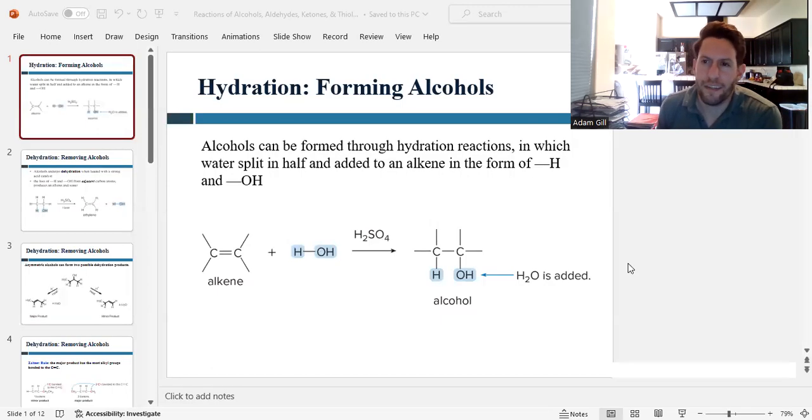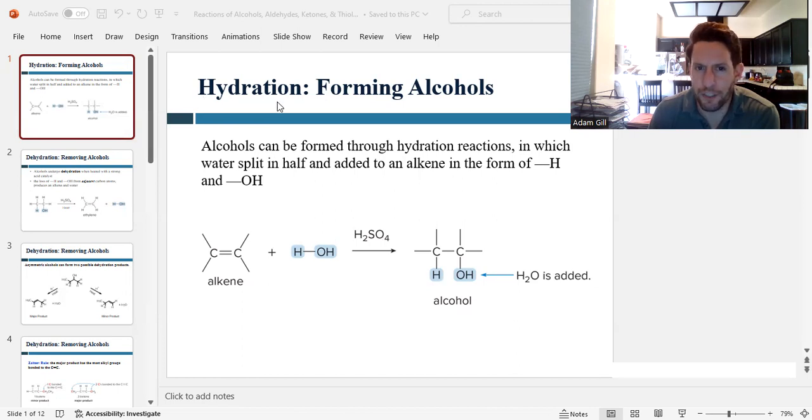Hey everyone. In this video, we're going to be looking at the reactions of alcohols, aldehydes, ketones, and thiols. So let's start with the reactions of alcohols, particularly how to form alcohols. Now, we learned this reaction in chapter 11.